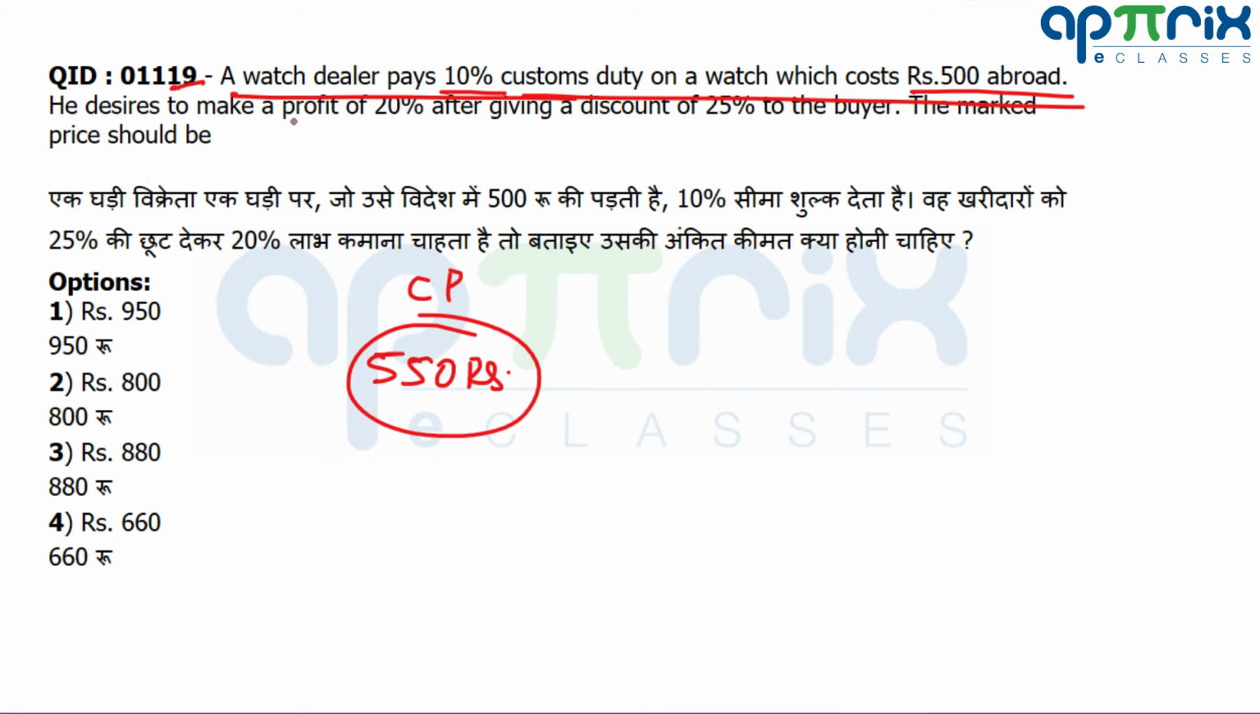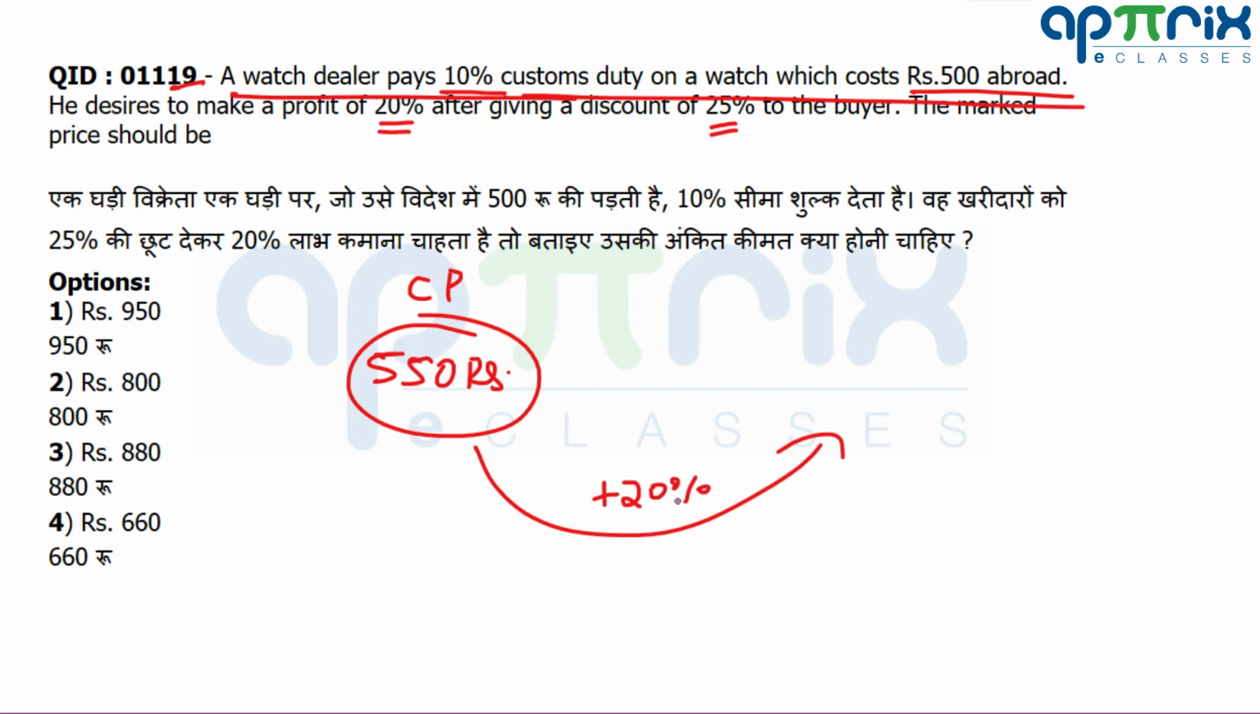Now it is saying he desires to make a 20% profit. So the desire is to make 20% profit, but after giving a 25% discount to the buyer. Now how will you proceed after this? The desire is that you earn a profit of 20%, but you want to give a 25% discount to the buyer. So you want to gain 20% profit.